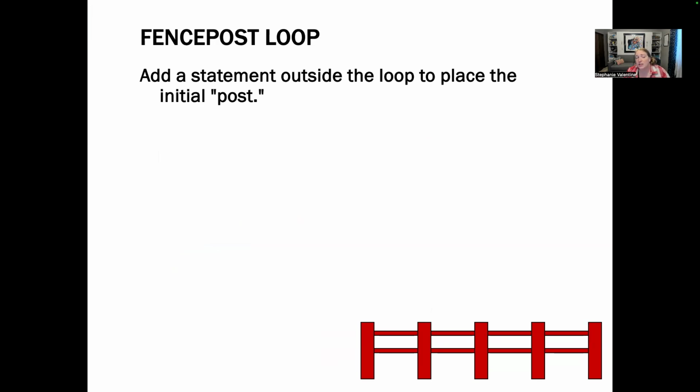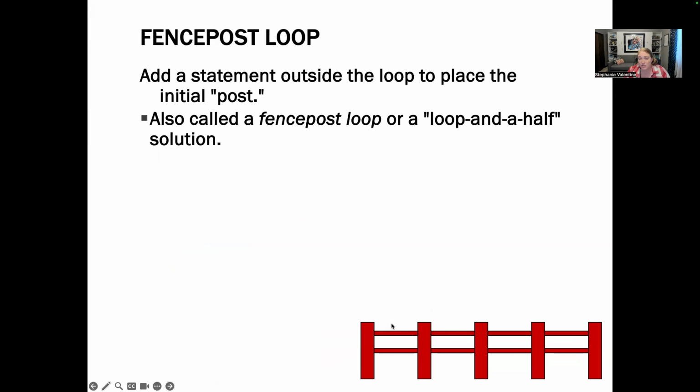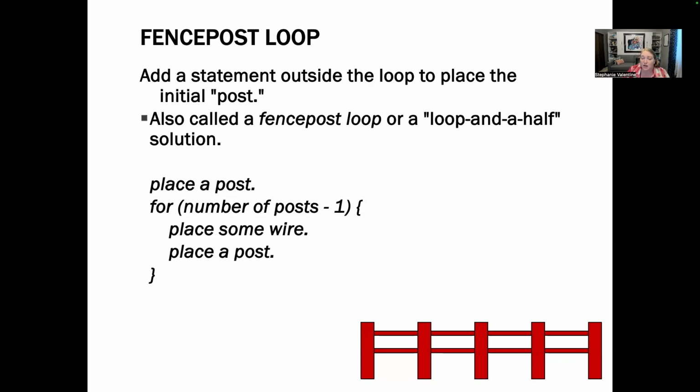So this means that one of your posts needs to be outside of the loop. So it could be the first post, like you add a statement outside the loop, you're going to place the initial post, that first one, and then after that, you're going to say add some wire. You're going to place the post outside the loop. Then you're going to go through the number of posts minus one because you've already added one. And then you're going to add some wire and then place a post.